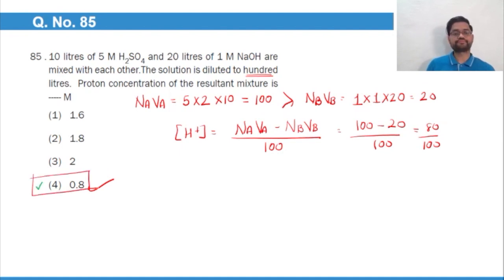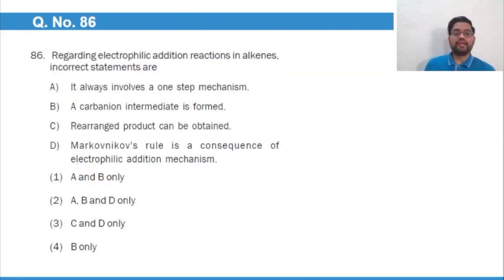Right? Clear? Question 86: Regarding electrophilic addition reaction in alkenes, the incorrect statement. It always involves a one-step mechanism. Wrong. A carbanion is an intermediate. Wrong. Rearrangement product can be obtained. True. Markovnikov's rule is a consequence of the electrophilic addition mechanism. True. So A and B are wrong. Hence option number 1 will be the right answer.